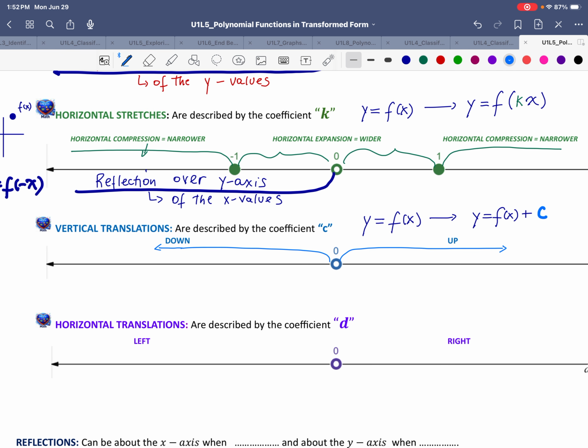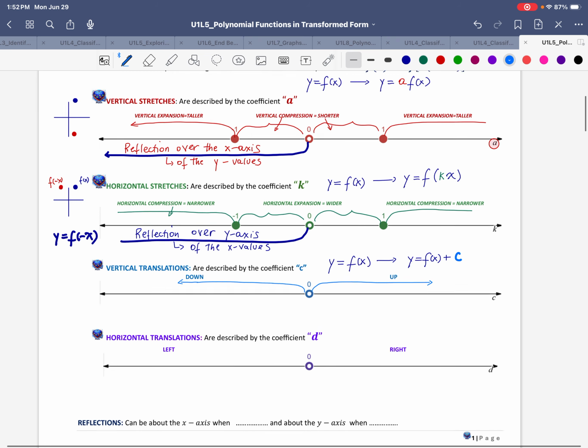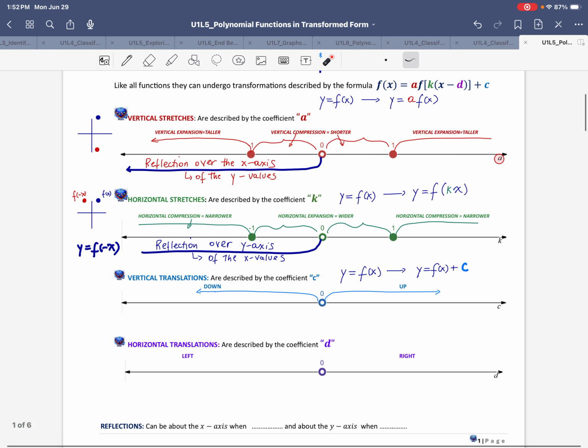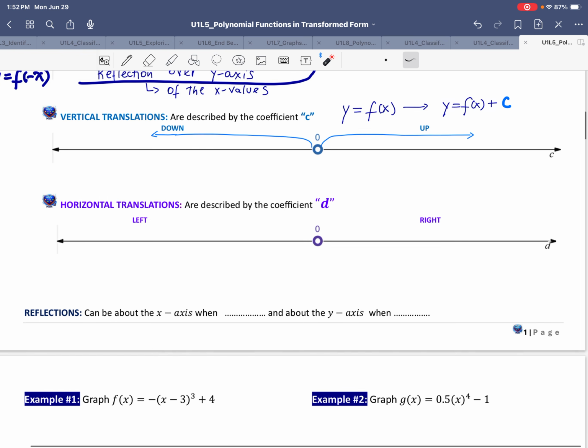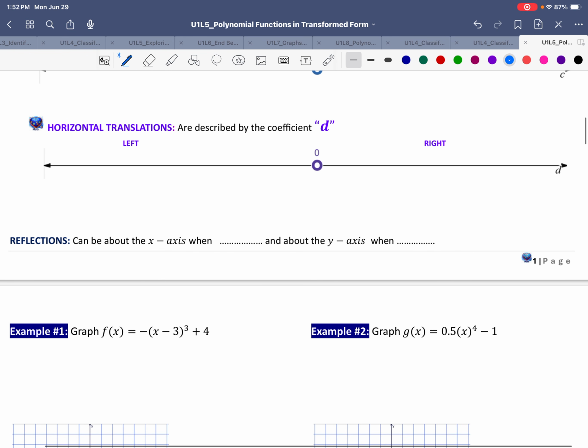Now, next we have horizontal translations. Horizontal translations are indicated by the coefficient d. As you can see, we have a number that we are subtracting directly from x. So what happens when a function is horizontally translated? The equation of the parent, y equals f of x, in this case, has transformed to become y equals f of x minus, and here we go, we are subtracting the coefficient d.